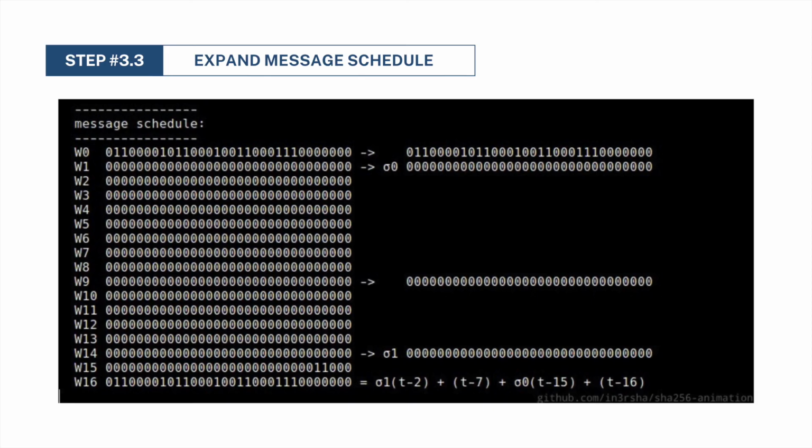Next, we get the term 15 places before the term being generated, and perform the lowercase sigma 0 function on the value. Recall that the lowercase sigma 0 function takes an input, performs rotate right by 17, rotate right by 19, and shift right by 10, and then XORs the results together. Then, we simply get the value 16 places before the 17th word, which is at 16 minus 16 or t equals 0. Finally, after getting the 4 values, we just perform the addition modulo 2 raised to 32 operation that we discussed earlier, which is adding the values together and taking modulo 2 raised to 32 to constrain the number of bits to 32 bits.